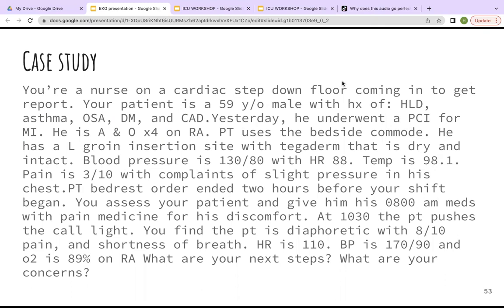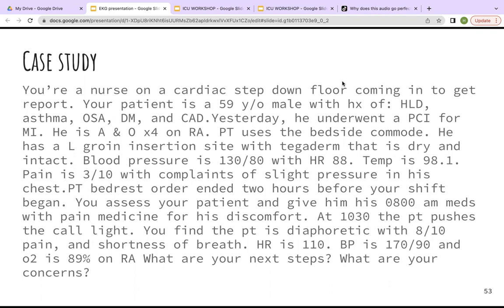Patient uses the bedside commode. He has a left groin insertion site with Tegaderm that is dry and intact. Blood pressure is 130/80 with a heart rate of 88, and temp is normothermic. He complains of pain at a 3 out of 10 and has a slight pressure in his chest. His bed rest order ended 2 hours before your shift began. You assess your patient and give him his 8 a.m. meds with pain medicine for his discomfort.